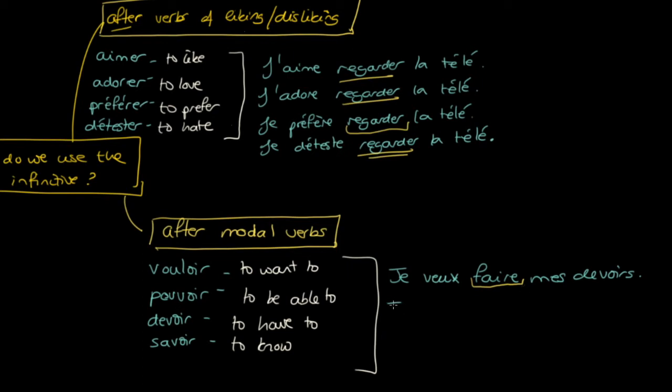We could of course also say je peux faire mes devoirs. I can do my homework. We could also say je dois faire mes devoirs. I have to do my homework.